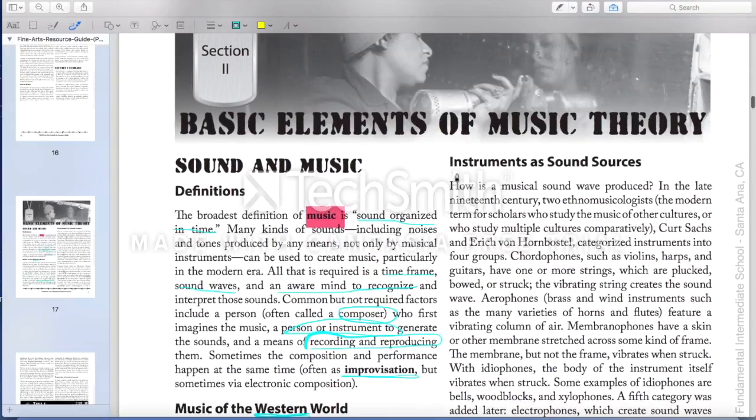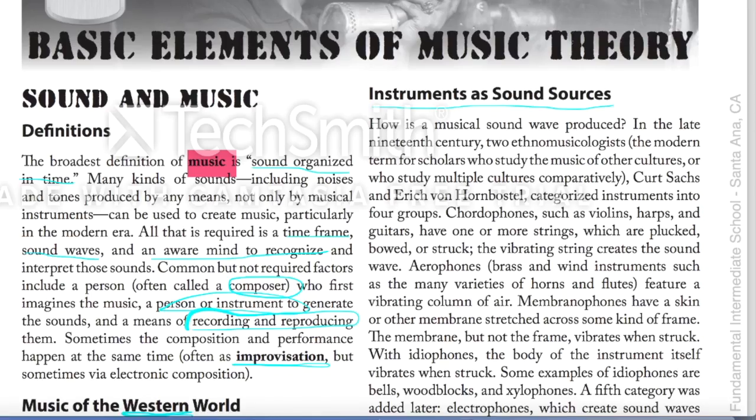Instruments as sound sources. How is a musical sound wave produced? So we're going to be talking about sound waves. In the late 19th century, two ethnomusicologists, so if you don't know what that means, you can break it down. Ethno, so that's somebody who studies ethnicities and cultures. Music, you guys know what music is. We just said that it is sound organized in time. And the word ologist, which means someone who studies something.